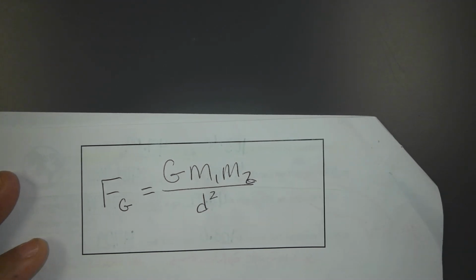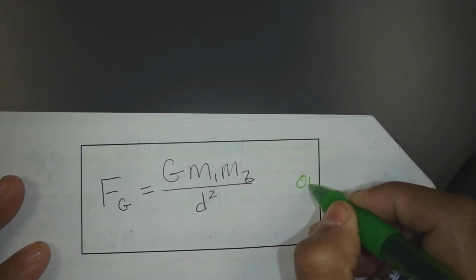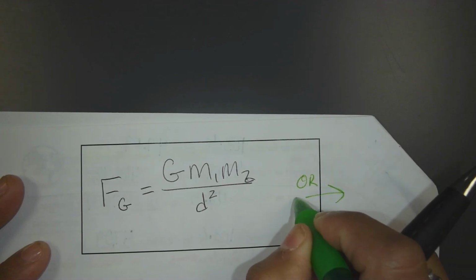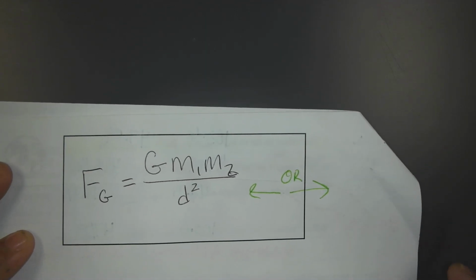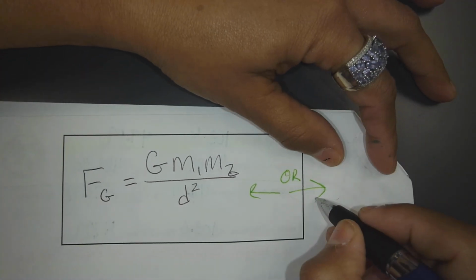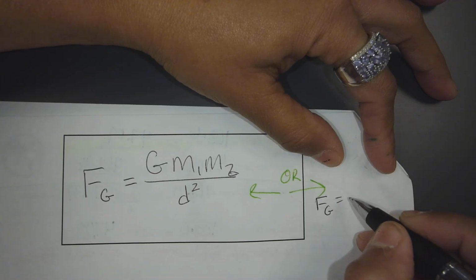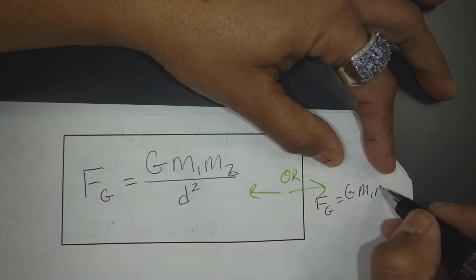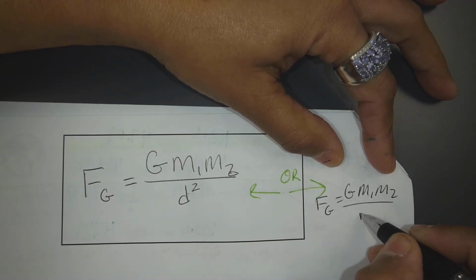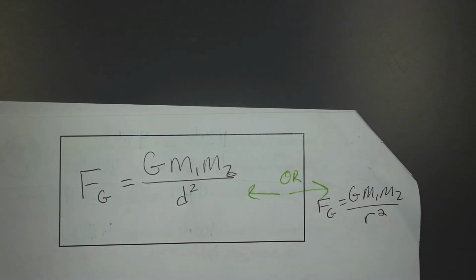Now I'm going to write this over here. Sometimes you can see this equation written as FG equals big G M1 M2 divided by R squared. Now, in our notes, when we did our lab, we had R squared. R squared and D squared are the same thing.